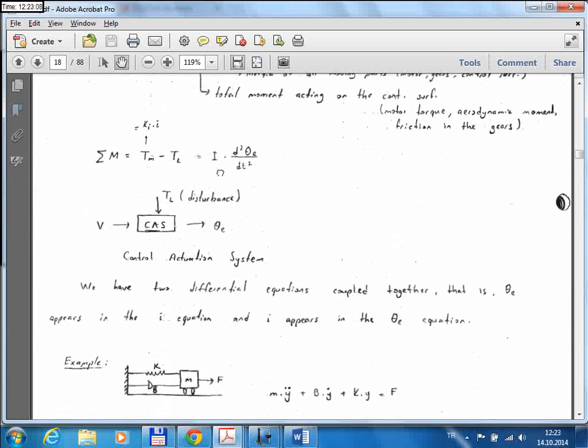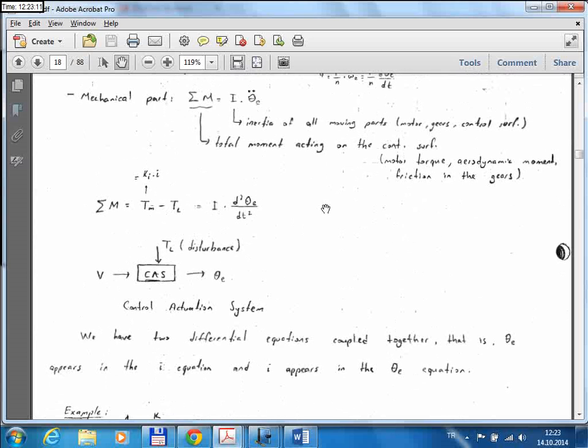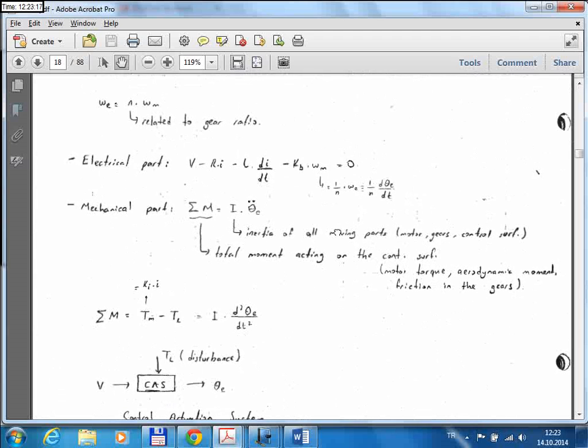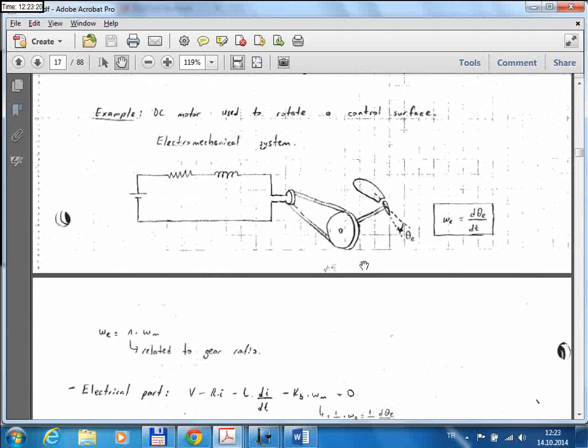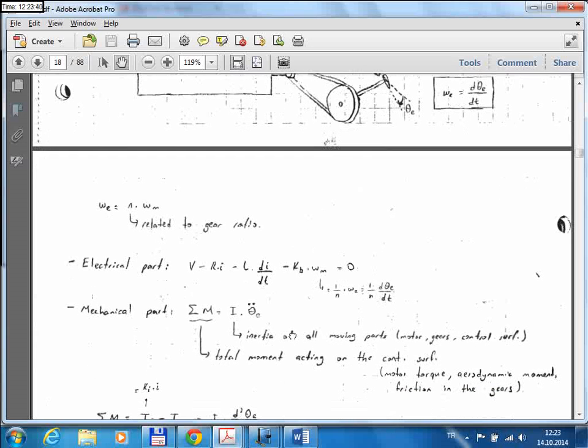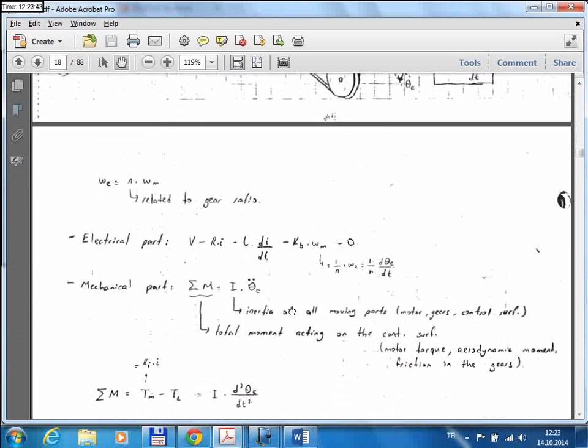So for this control servo, we have again two equations, and these two equations are connected through the angular speed and the electrical current. Again, these two equations need to be solved simultaneously to see how the system works. Okay? Do you have any questions?